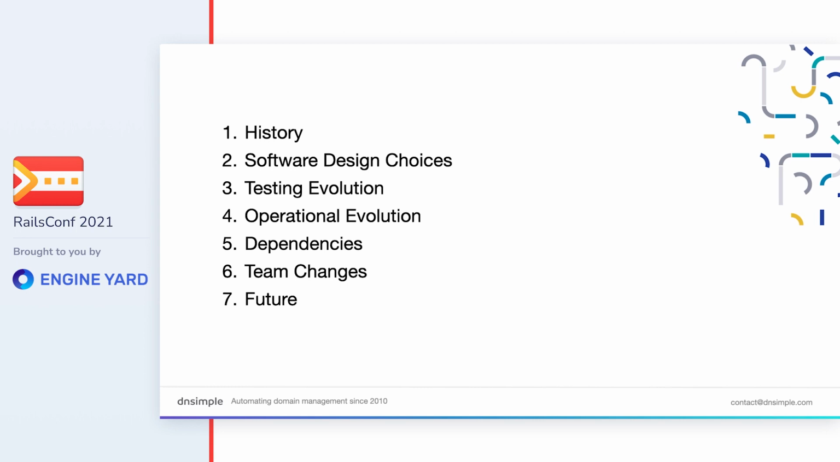Then I'll talk to you a little bit about dependency management, about how we did it early and how we did it later, and how we do it now. Then I'll talk about some of the team changes over time and how this has impacted the design of the application and its ongoing operations. And finally, I'll talk a little bit about the future and some of the challenges that we still face today.